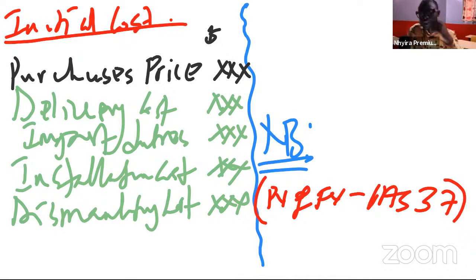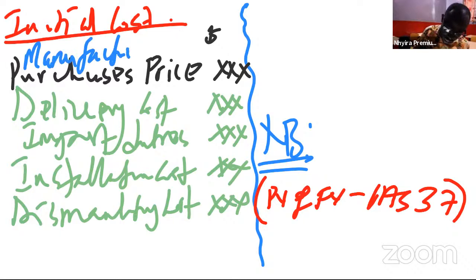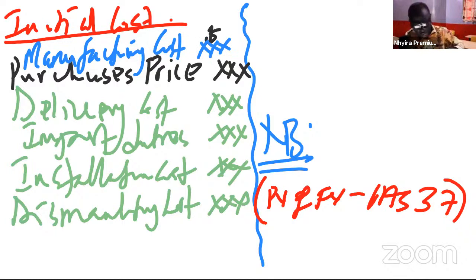Not only that, sometimes we borrow money to manufacture an asset. Assuming we manufacture the asset, then the purchaser's price would be replaced with what is called the manufacturing cost. If it is an in-house asset, then the manufacturing cost will come in. In that case, there may not be import duties or all of those things. So depending on the condition under which we are preparing the accounts, you got to be careful about it.